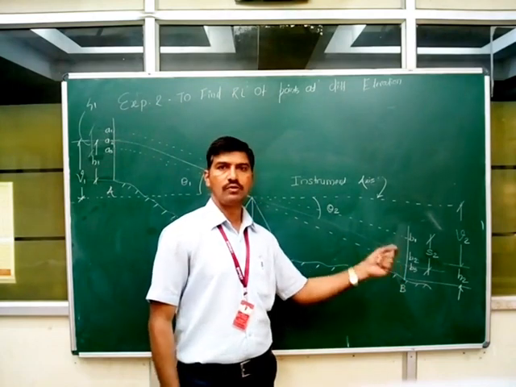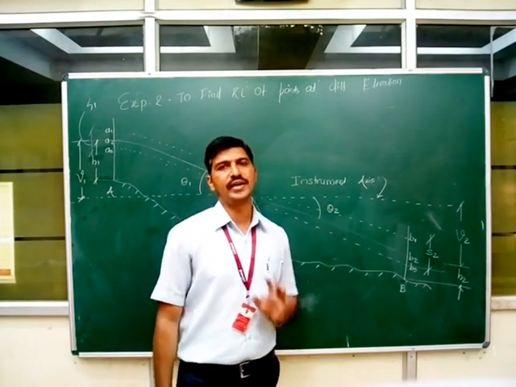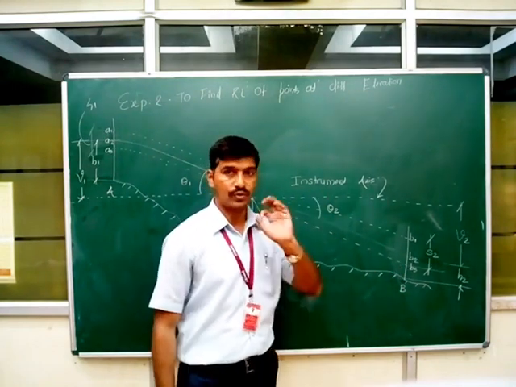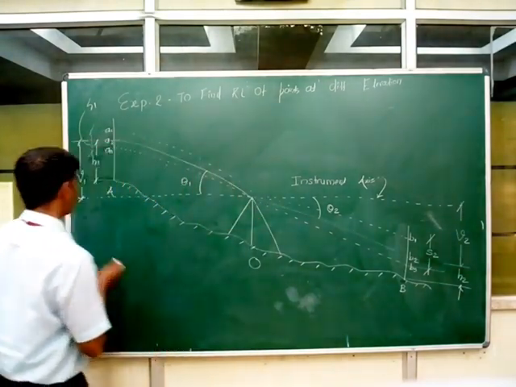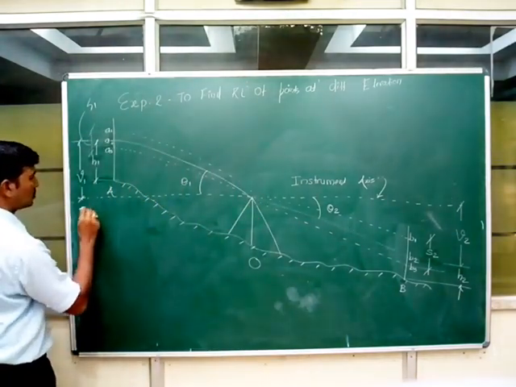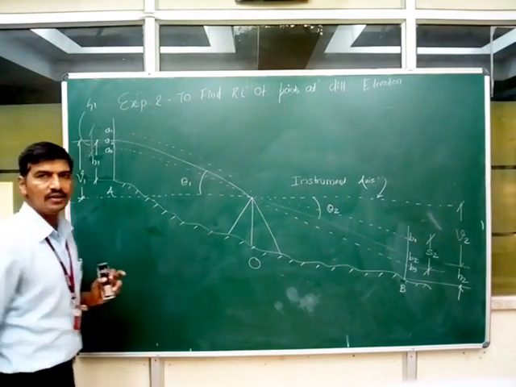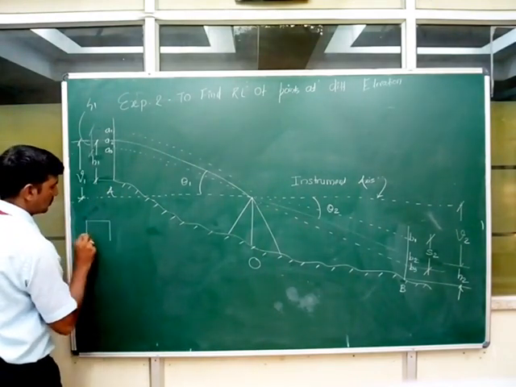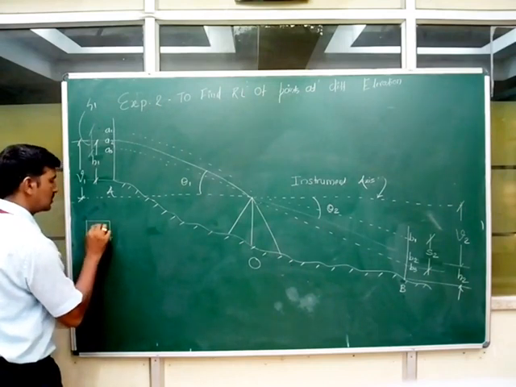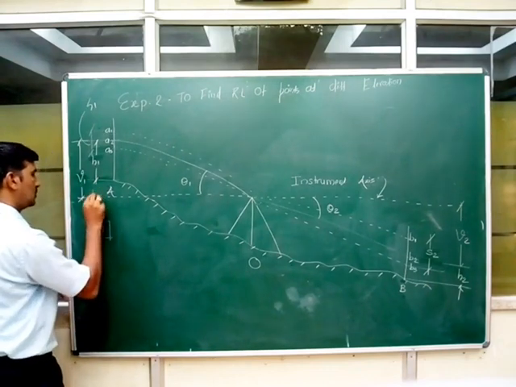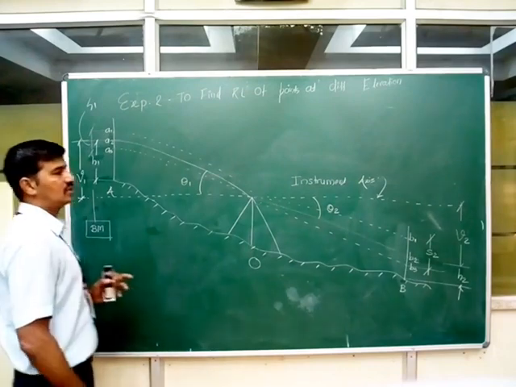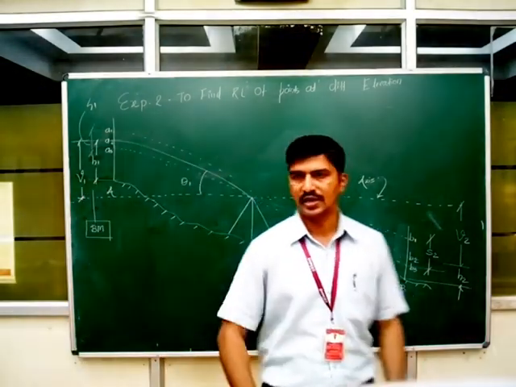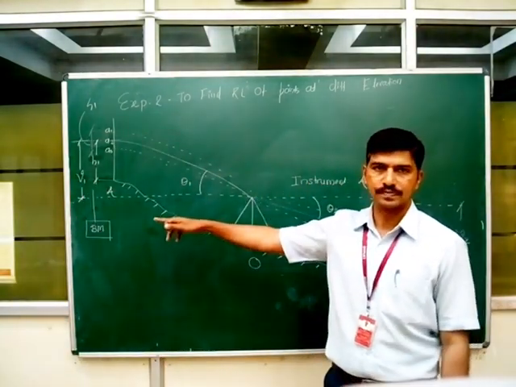So we have to take one more reading on the benchmark. Suppose somewhere in this locality, we will select a station. We will select one station, which is called a benchmark. Somewhere over here, say this is the benchmark. I have kept the staff on the benchmark, and I will bisect this benchmark.